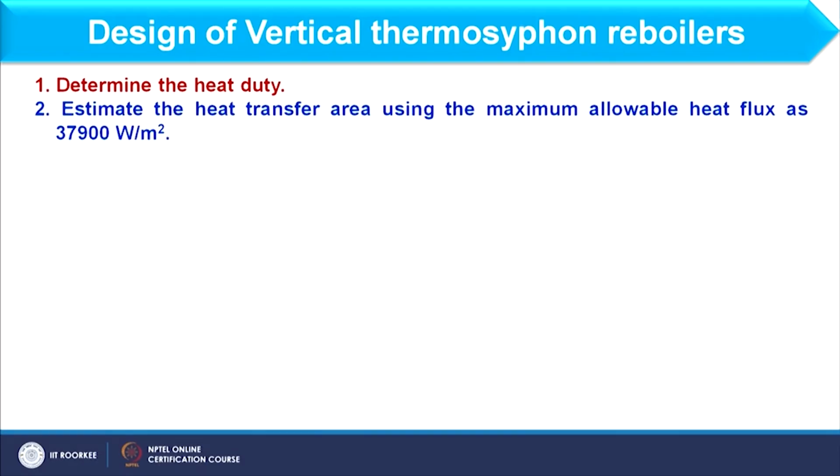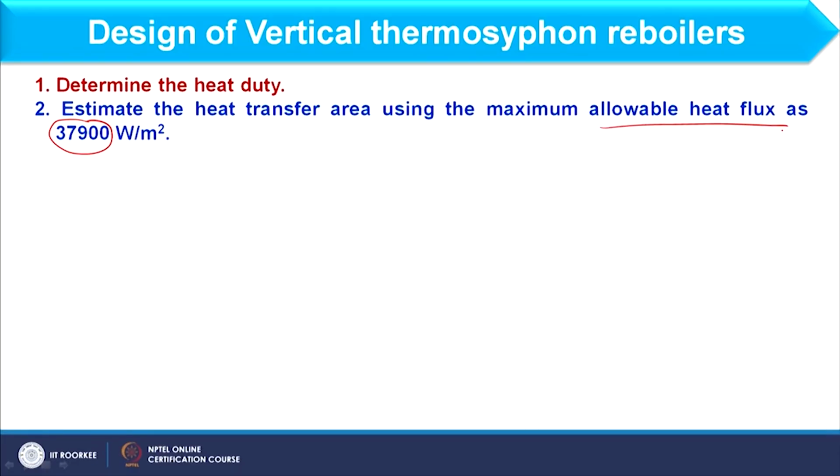So, once I have the heat duty, what can we consider next? If you remember the last lecture, we discussed the maximum possible heat flux available in a vertical thermosiphon reboiler, and its value comes as 37,900. Okay. So, we will start with the maximum allowable heat flux, so that this heat flux should never be exceeded during the design. Because the whole design will depend on this value only.